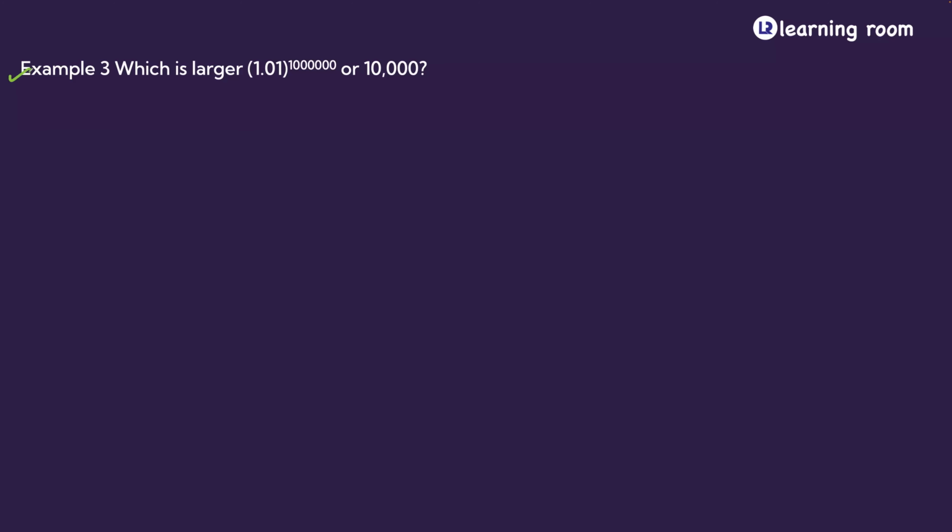Whenever they have given us 1.01, you can write it as 1 plus 0.01. So 1 plus 0.01 raised to the power of 10 lakhs, or 10 power 6. Now the question is 1 plus x, the whole power n, as long as n is a positive integer. It can be any number. How will you write it?